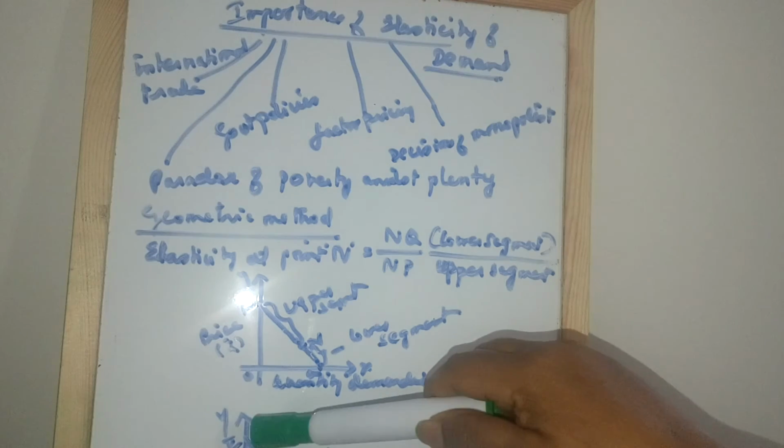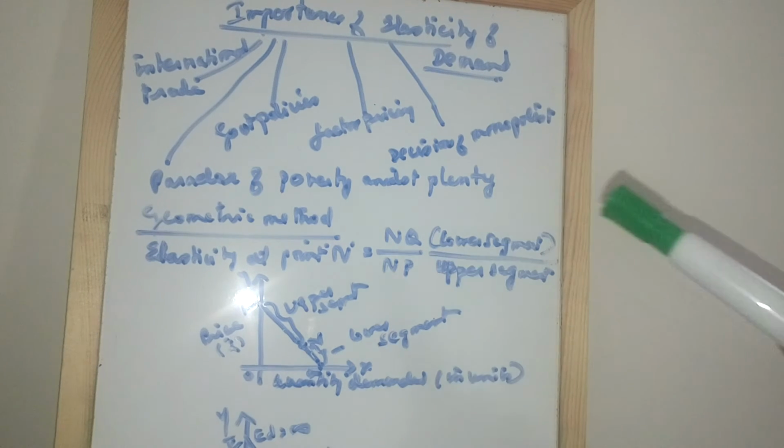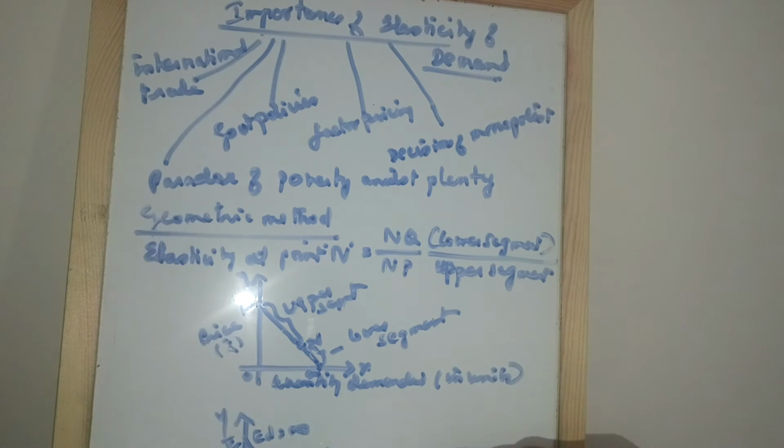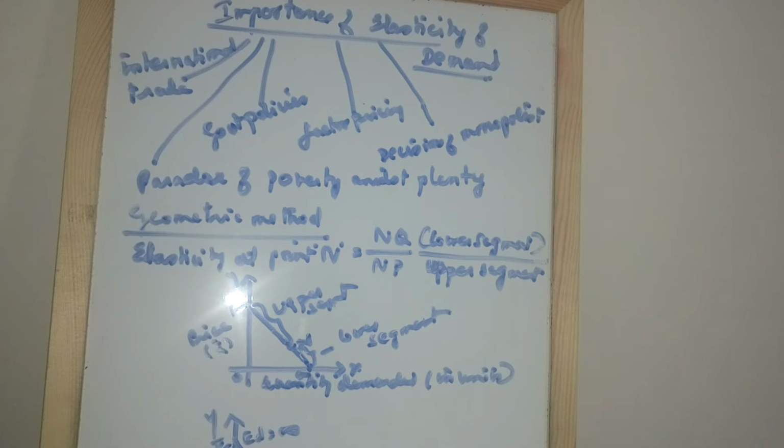Now we'll go to the next diagram. Here you can see at point B, the lower segment BD divided by BE, you get 1. So that is why here you find ED is equal to 1. So that is unitary elastic demand.